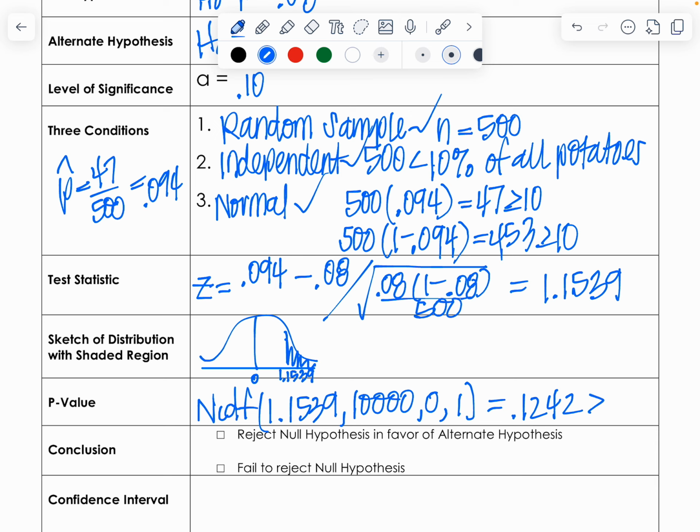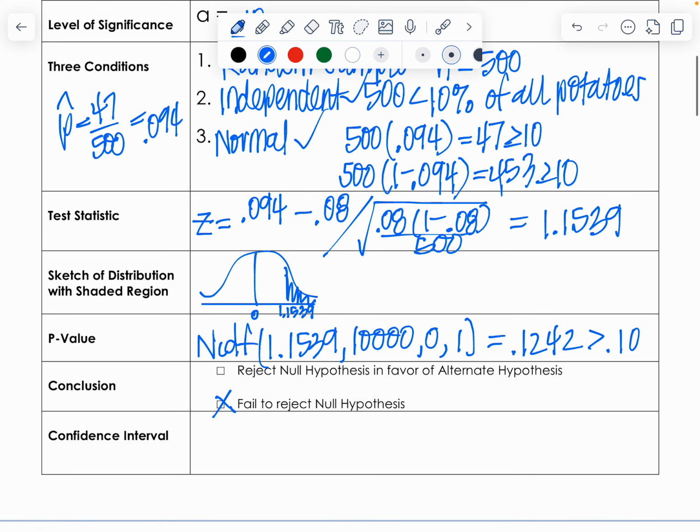Now 0.1242 is greater than our level of significance, 0.10, which means we fail to reject the null hypothesis. Okay, and so what's that mean? We have an inconclusive test. We should tell that supervisor, maybe keep the truck, maybe don't keep the truck, right? We don't know for sure. We have no solid evidence that our population percent is greater than 8%.